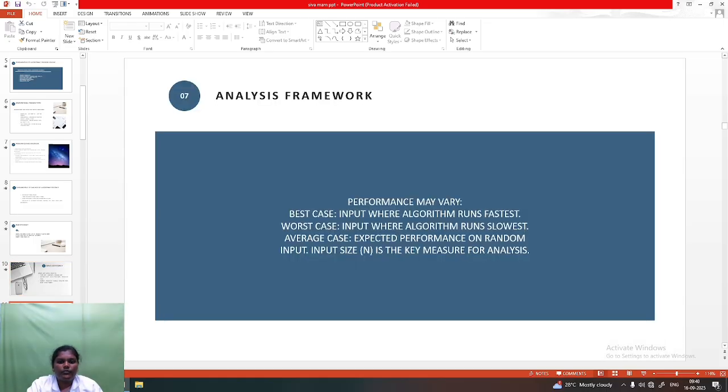Next, analysis framework. Performance may vary, so we consider best case, worst case, average case, with input and size. So best case is the input where the algorithm runs fastest. Worst case is the input where the algorithm runs slowest. Average case is the expected running time on random input, with input size equal to n. The value of n is the key measurement of analysis.